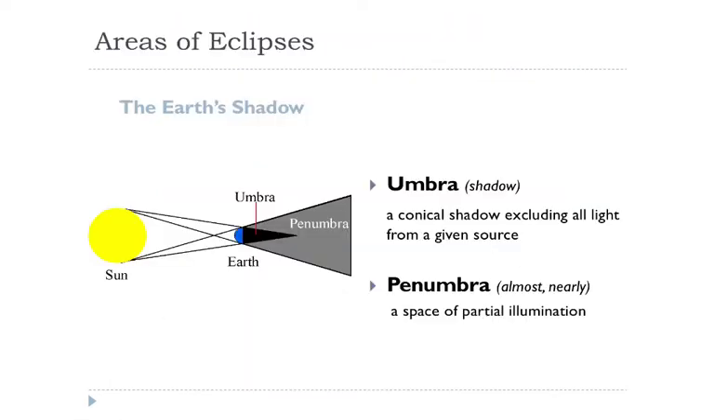So the areas of an eclipse: there are some darker regions, which we call the umbra, and then the lighter regions, which is the penumbra. So we don't always get a total eclipse. It depends where exactly you're at.